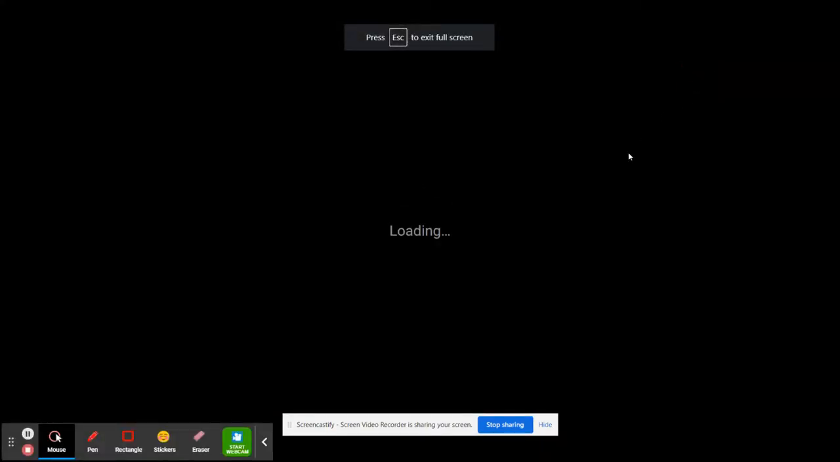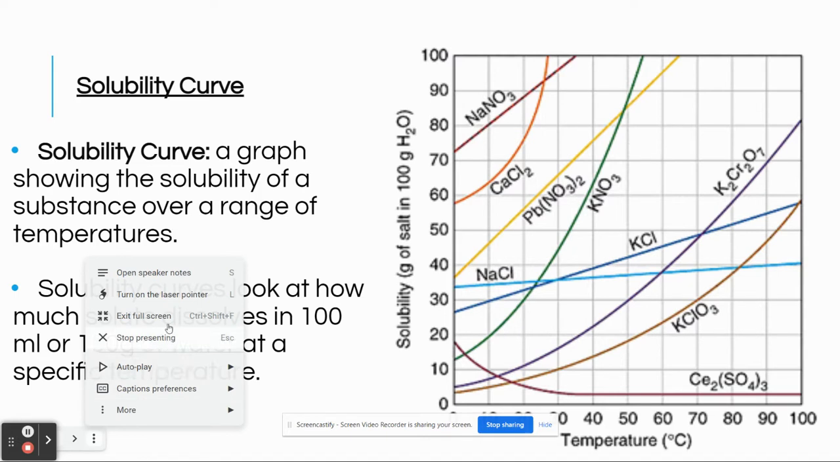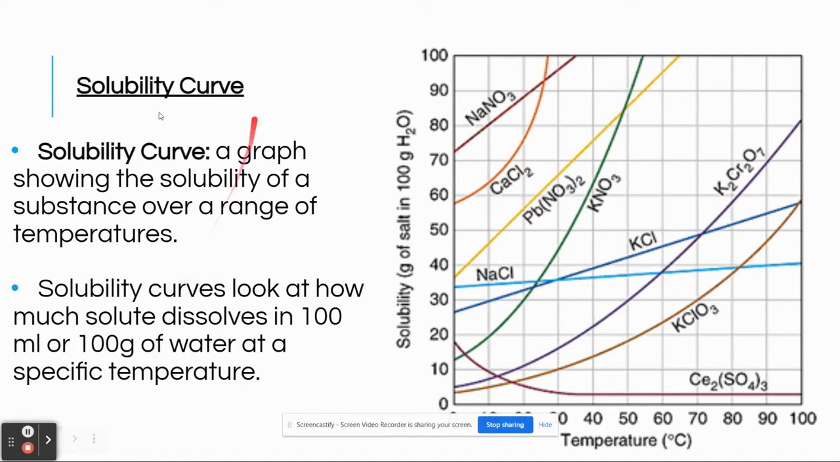In this video, we're going to take a look at something called solubility curves. We're going to learn how to solve problems with them and also see what they're all about. So a solubility curve is a nice looking graph like this over here that shows you the solubility of a substance over a range of temperatures. And this one here has a whole bunch of substances on it.